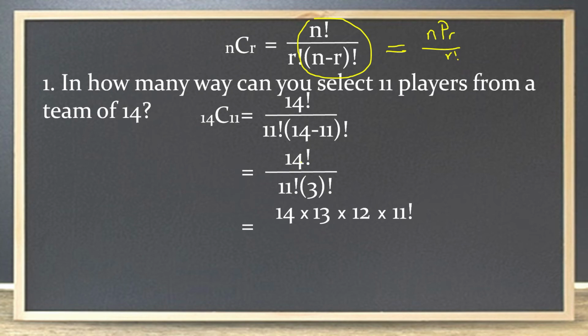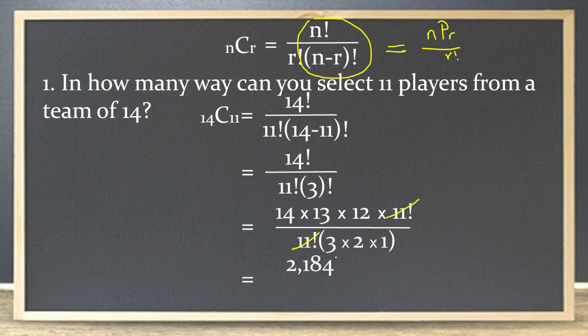So we expand the 14 factorial. We have 14 times 13 times 12 times 11 divided by 11 factorial, and expand the 3 factorial to give you 3 times 2 times 1. So 11 factorial and 11 factorial will go out. Then you are left with 14 times 13 times 12.